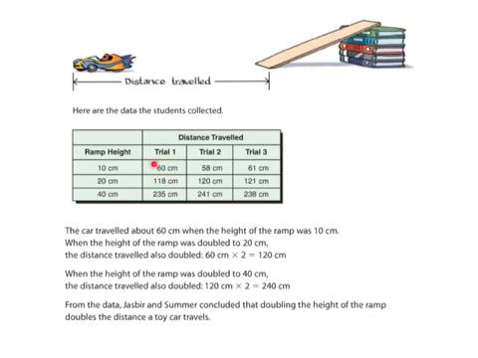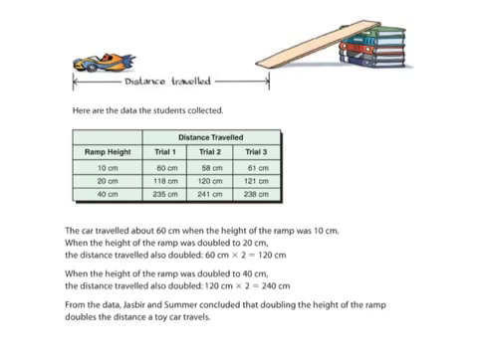So 60 centimeters was pretty accurate. At 20 centimeters, it went 118, 120, 121. 120, kind of in the middle there, is pretty accurate. At 40 centimeters, it went 235, 241, and 238. So 238 is kind of right in the middle. The car traveled about 60 centimeters, and it appears to have approximately doubled when the height was doubled.